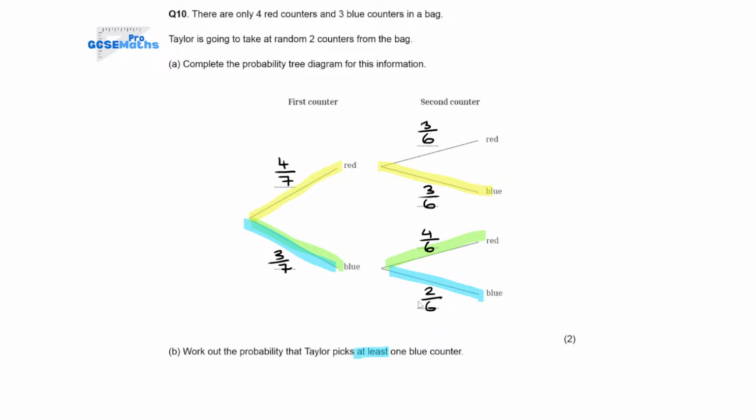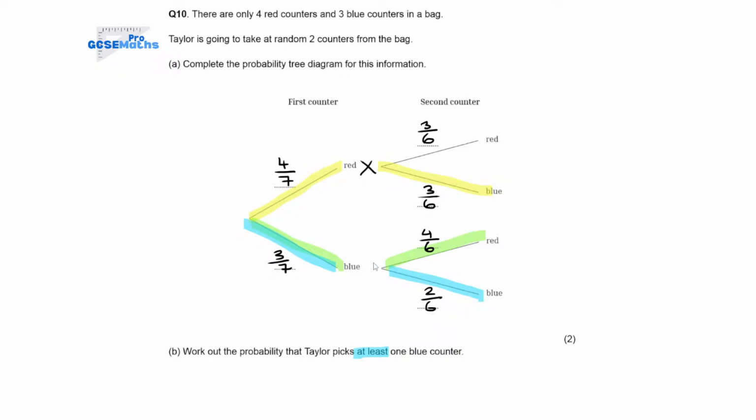You could work out each of these individually, which is probably what I would normally just do, just to keep it simple. But that is obviously a longer method because I'd have to work out 3 probabilities. Or you could work out the only probability that it can't be, which is red and red. You can't pick up red and red. So you could work out red and red, but you'd have to remember to subtract it from 1, which depends if you want to do subtracting fractions. So there's 2 options there. I'm just going to work them out as they are.